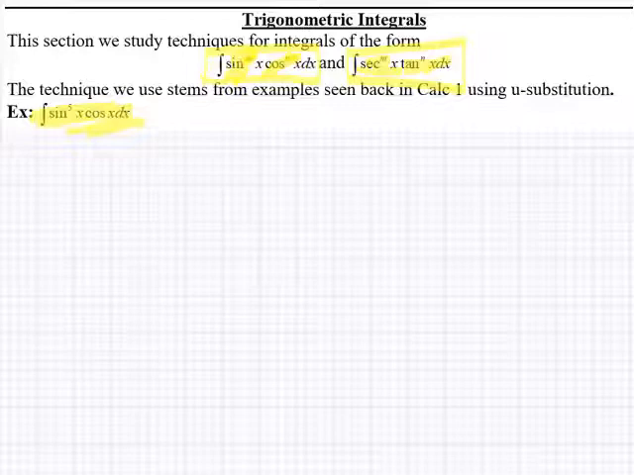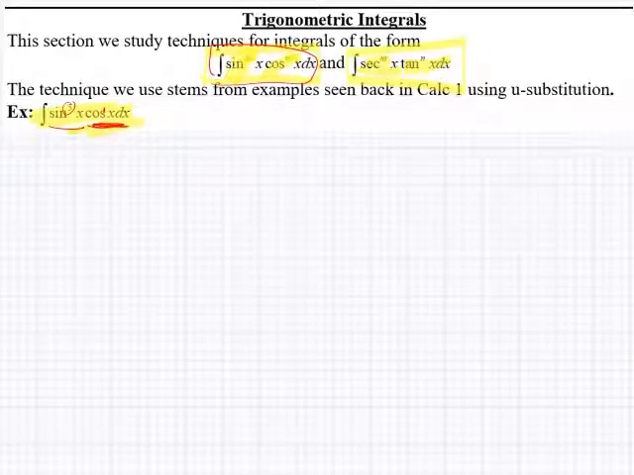And so in this example, you have sine times cosine. So we're looking at this scenario where sine is raised to a power and cosine is raised to a power, but it's the first power. And that's the key. One of the two of these functions is raised to the first power, which allows us to very easily use u substitution.